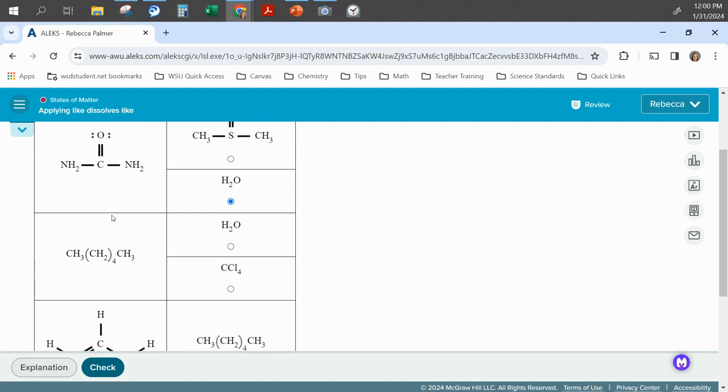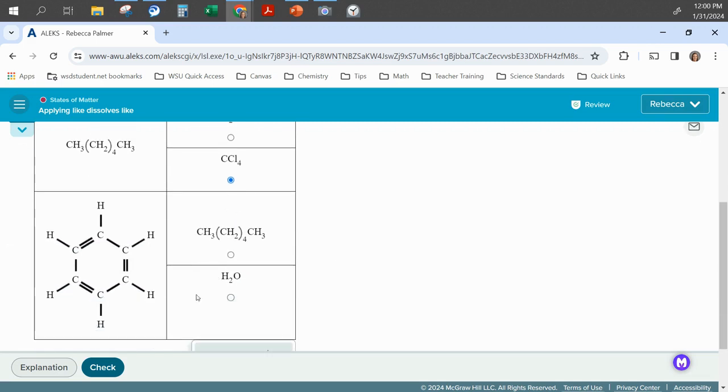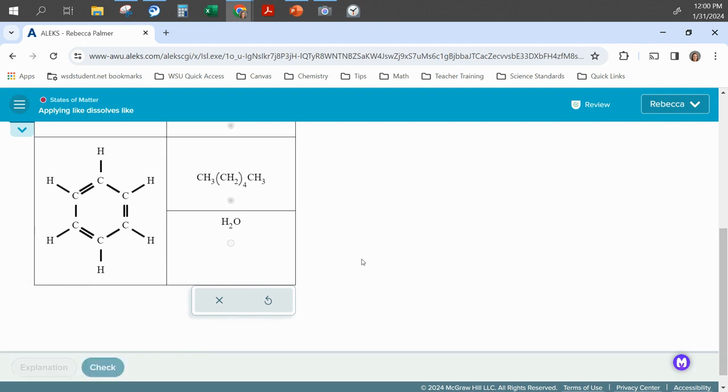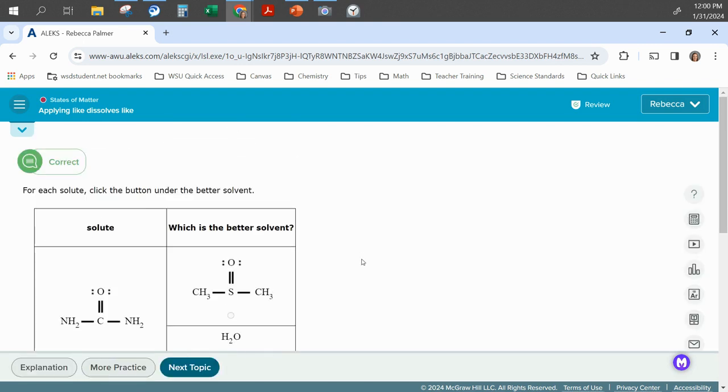NOF. They're the top green ones on the periodic table. NOF. This one would dissolve better in carbon tetrachloride. This is nonpolar. This long carbon chain is nonpolar also. This is benzene. Benzene is nonpolar. It will dissolve better in hexane, long carbon chain. Okay, so that one's just being familiar. I would do lots of those, make sure you're comfortable with that topic.